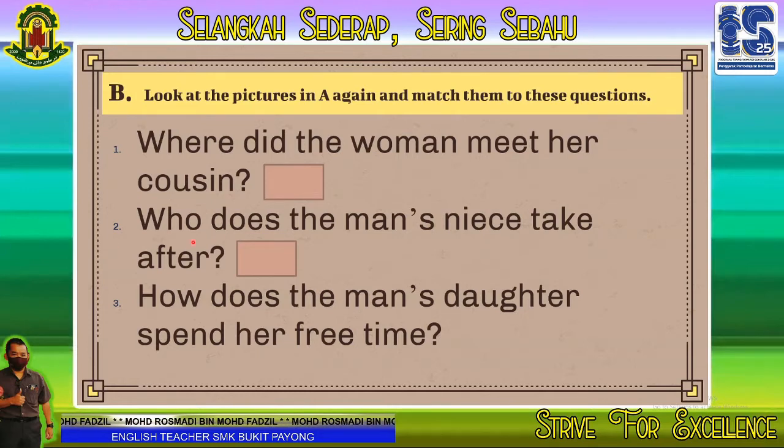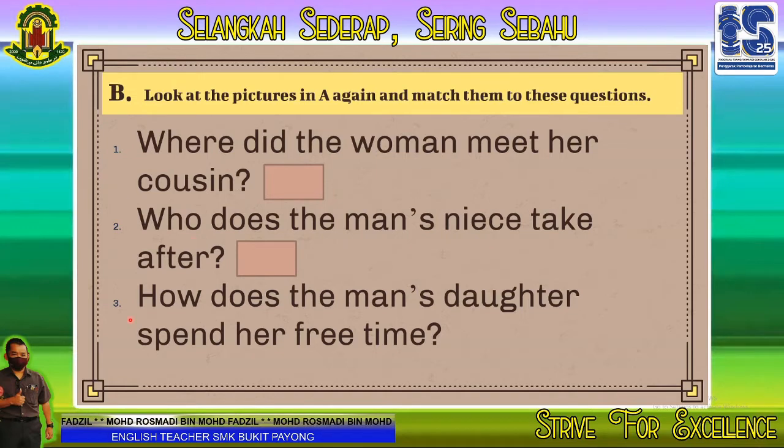Okay, number 2. Who does the man's niece take after? The WH word here is who. So option 1 atau 3. Dia tanya siapa? Siapakah anak saudara perempuan lelaki ini menyerupai? Take after. Yes, option 3 yang ada 3 gambar: old woman, middle-aged woman and middle-aged man. Okay.